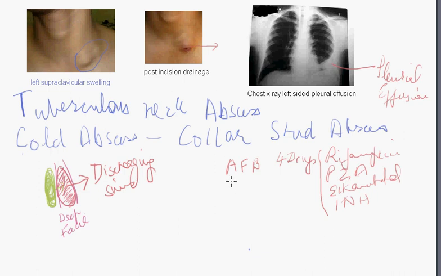The treatment of extrapulmonary tuberculosis may last longer than what you give for pulmonary tuberculosis. Most of them would require treatment for at least 9 months before you can completely say that they are cured.